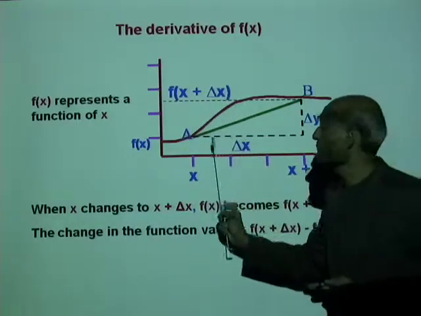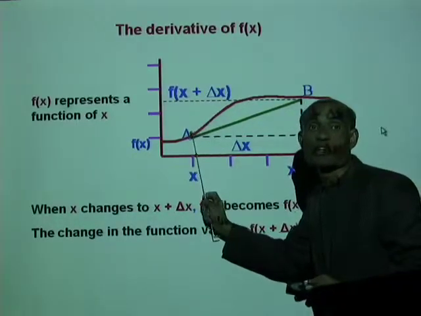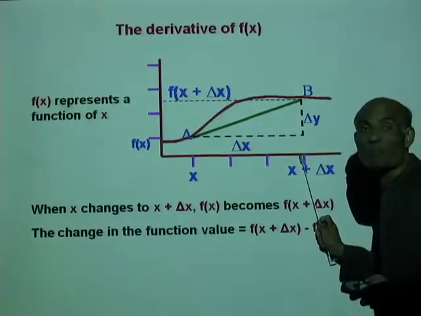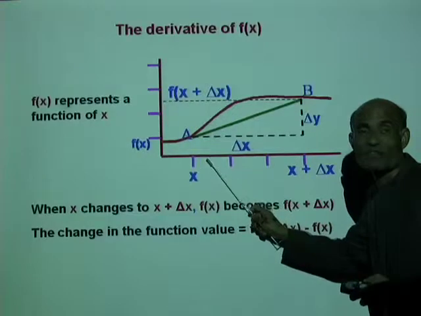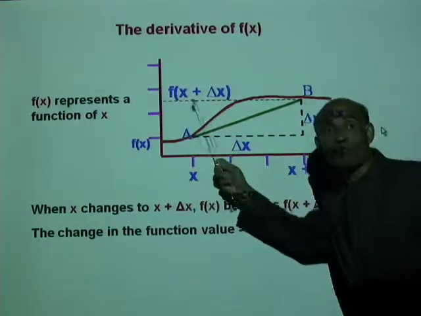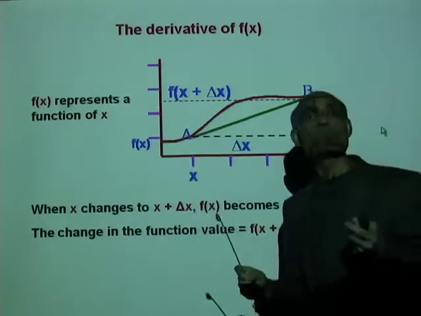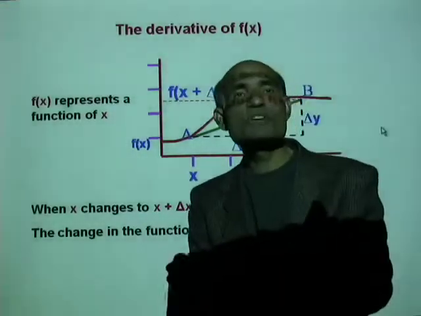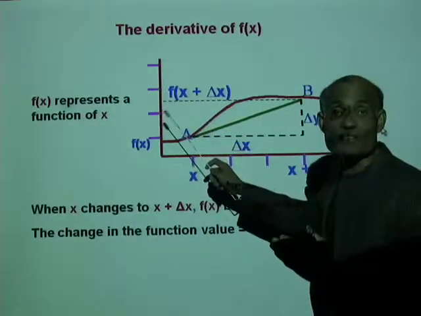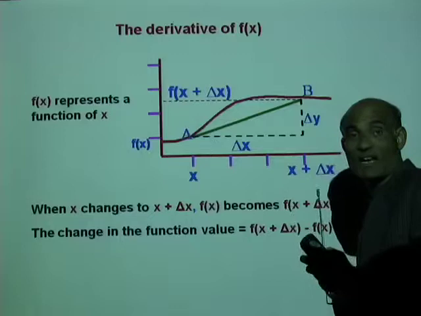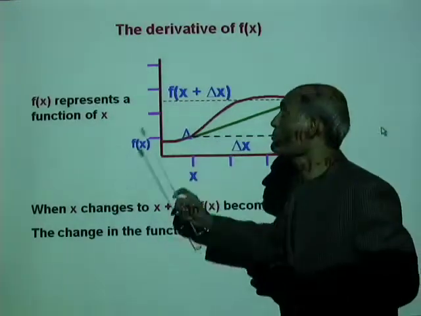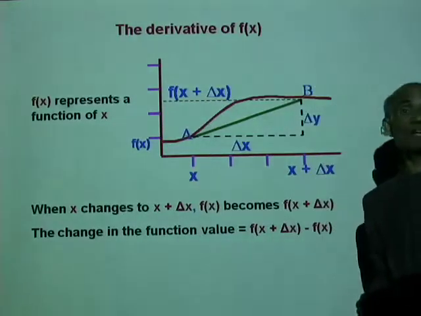Have you understood that? When the input is x, the output is f of x. When the input is x plus delta x, that means the input is now greater. The output becomes f of x plus delta x. In other words, when you say f of 2 equal to 20, f of 4 equal to 40. Is that right? So here, the input is x plus delta x. The output is f of x plus delta x.